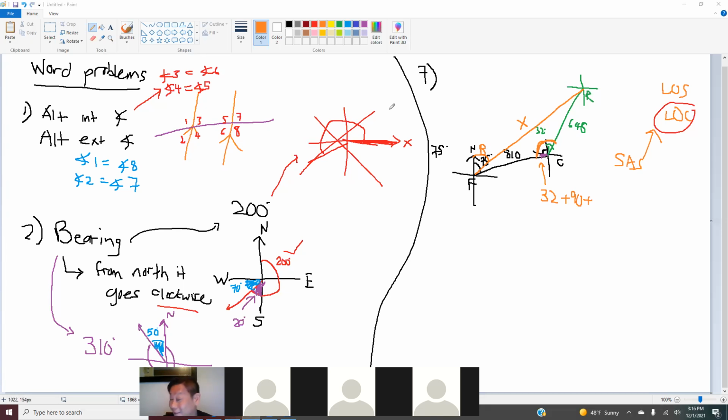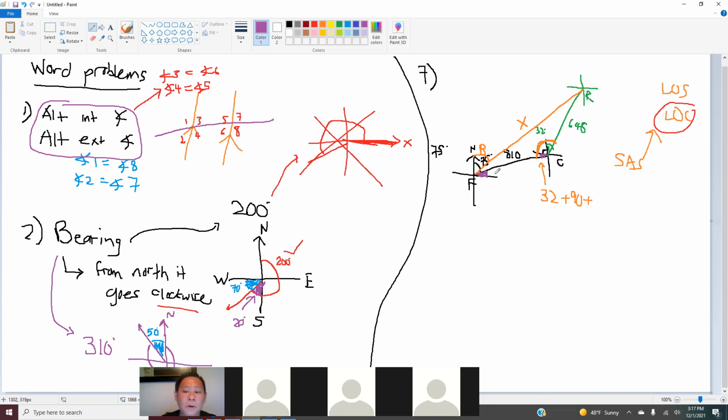So this is where the tough part is. This is where we use your alternate interior or exterior angles. Because your north-south lines and your east-west lines are parallel. So if you look carefully, this goes zigzagging. So this purple is the same as this purple. Because as you know, alternate interior exterior angles says these two angles are the same angle.